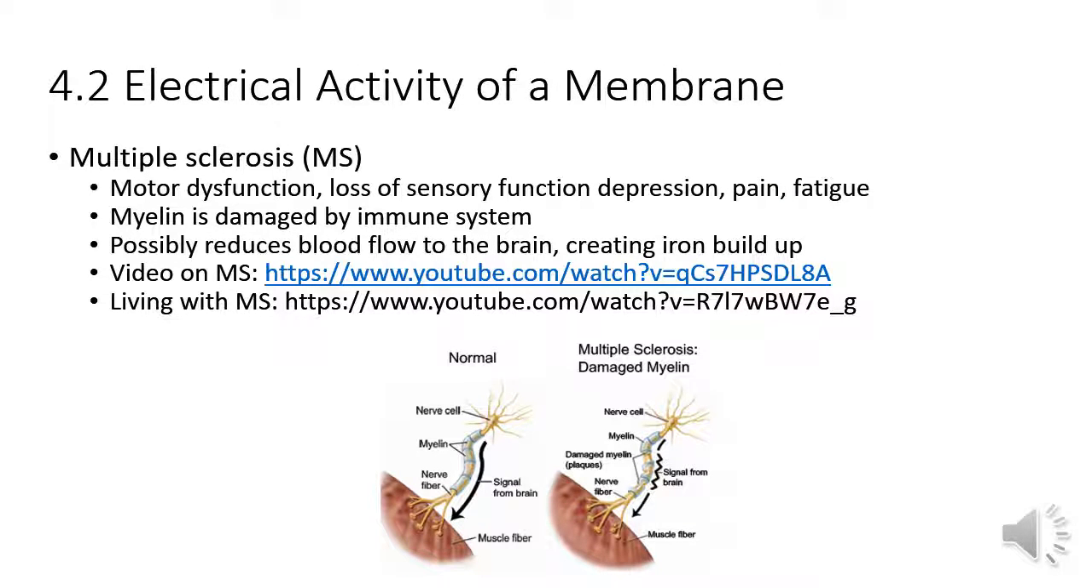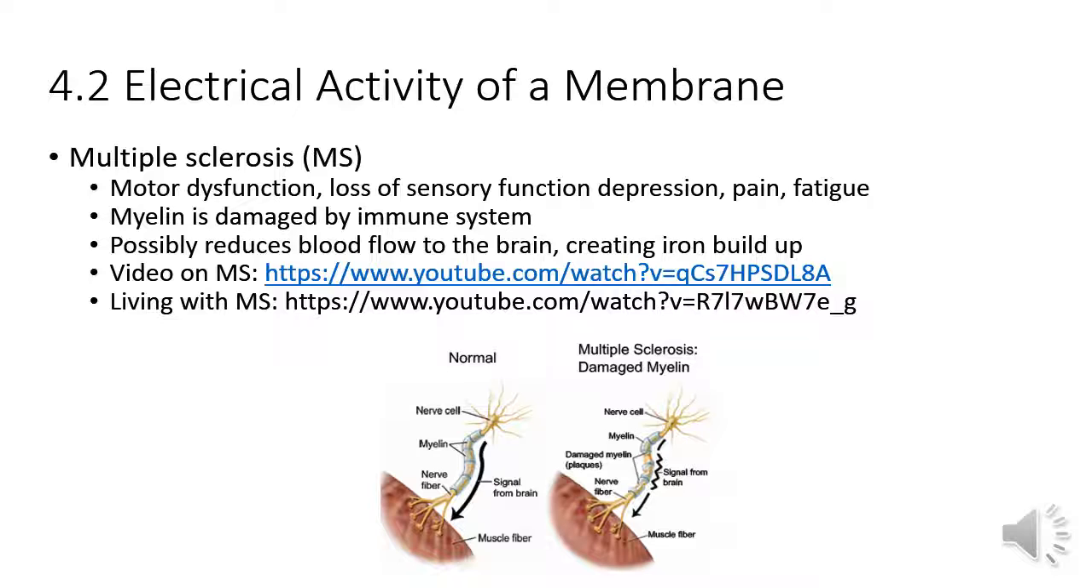We talked before about how multiple sclerosis, or MS, is an autoimmune disorder where the immune system attacks the myelin sheaths. You might be able to understand it in a little more detail now that we've covered a bit more about the myelin sheaths and how signals are transferred through the axon. Just to review, MS is characterized by motor dysfunction, a loss of sensory function, depression, pain, fatigue, and people eventually do die from it.